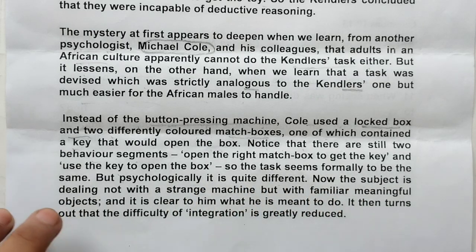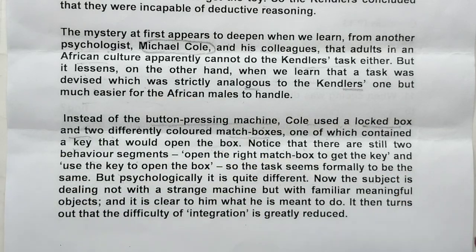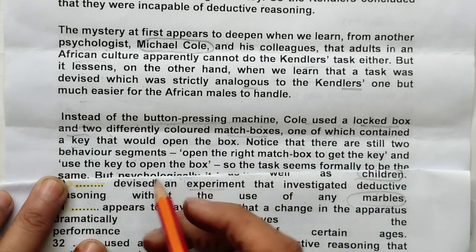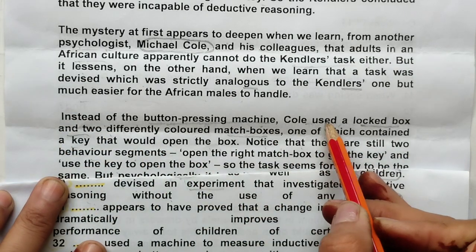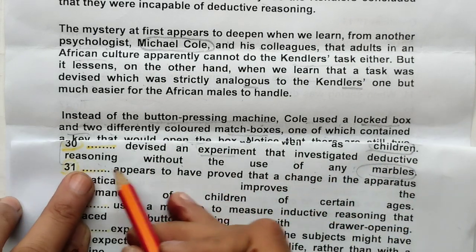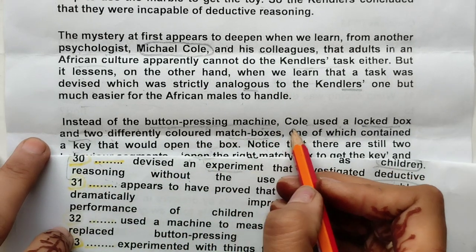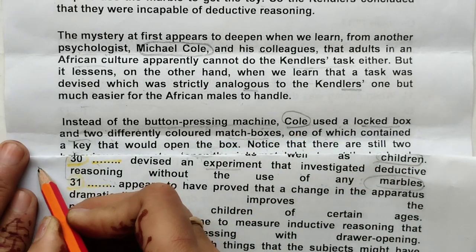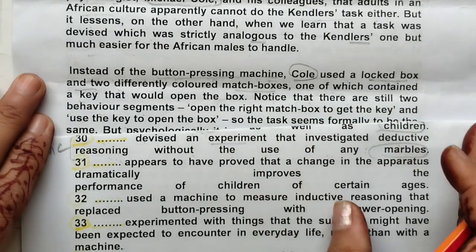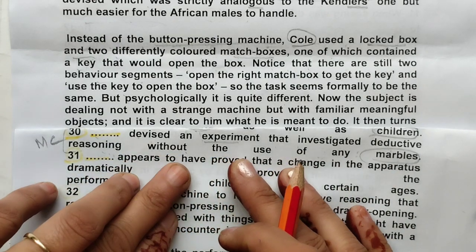Now this paragraph and this question, I think they are talking about the same thing. Devised an experiment, instead of a button pressing machine, used a, this is the experiment actually, that investigated deductive reasoning without the use of any marble. So I will just go with Cole, meaning MC, for number 30. So it is clearly given, you can see this paragraph and match it to number 30. I am showing it to you.